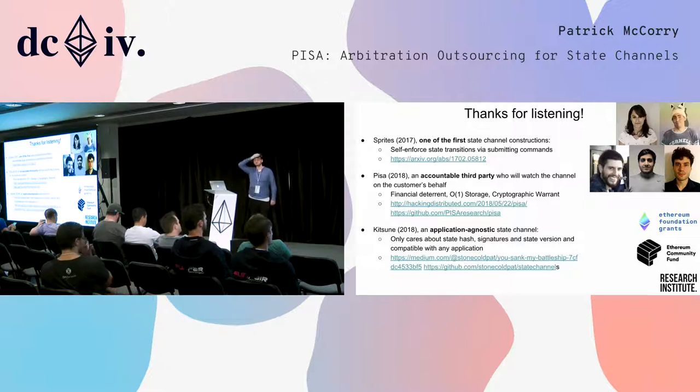Hi, thank you for an interesting talk, first of all. Maybe a stupid question here, but the parties in a channel submit the latest version of the state hash, and signatures of all the parties to PISA. But if one of the parties is trying to act maliciously, do they submit their signatures for each updated version of the state? Because why can't they do so?